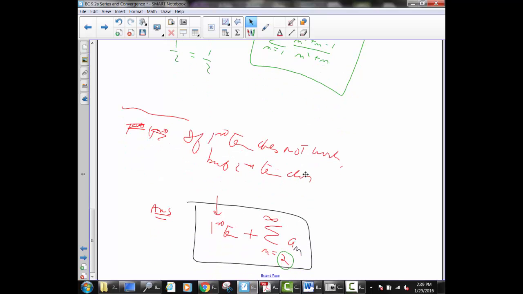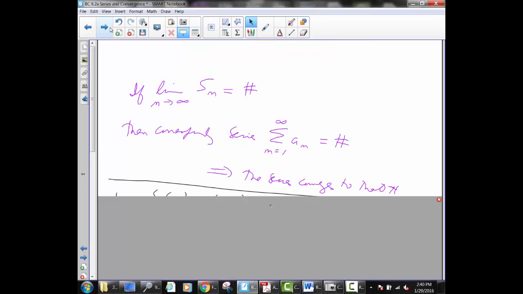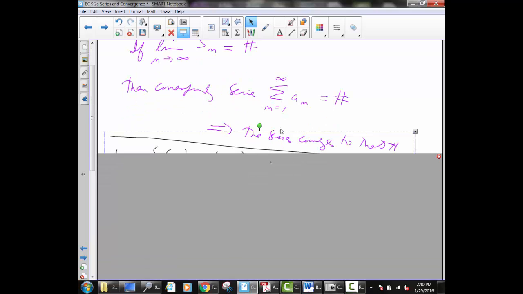If the first term does not work, but the second one does, you'll actually write the first term plus summation n goes from 2 to infinity. We talked about this. If the limit of the sequence of partial sums equals a particular number, the corresponding series converges to that number.